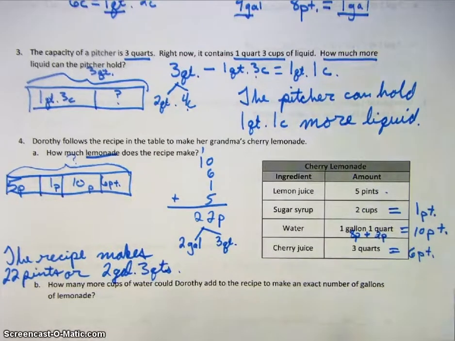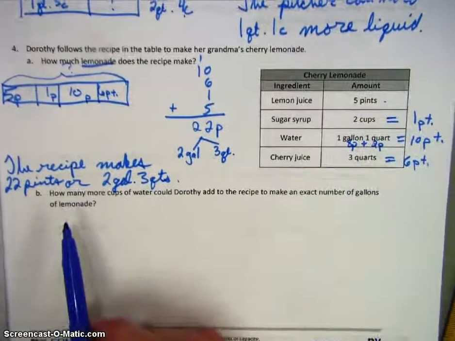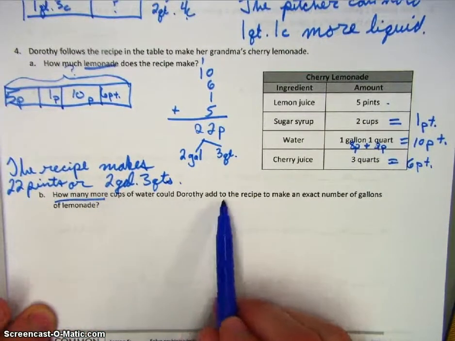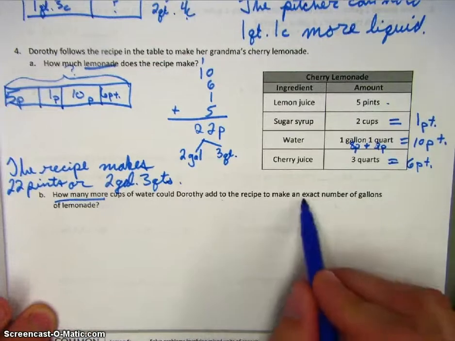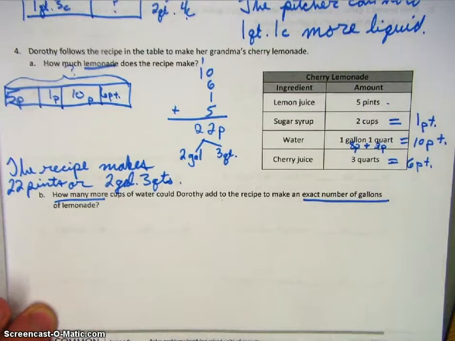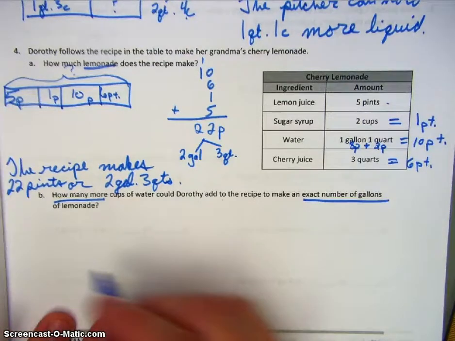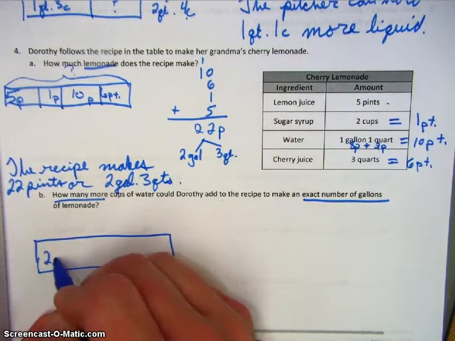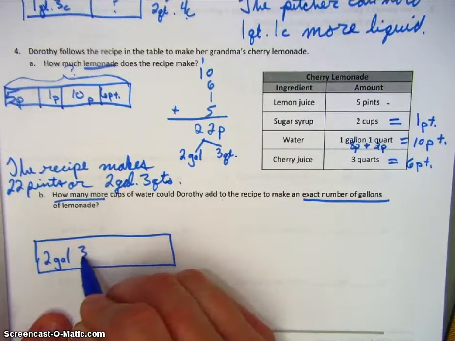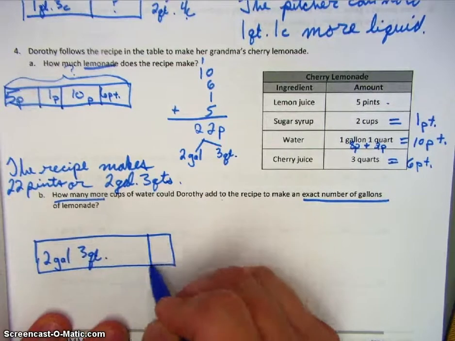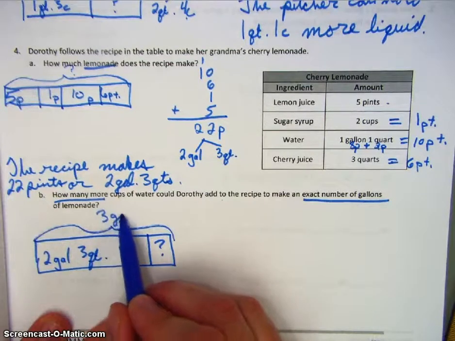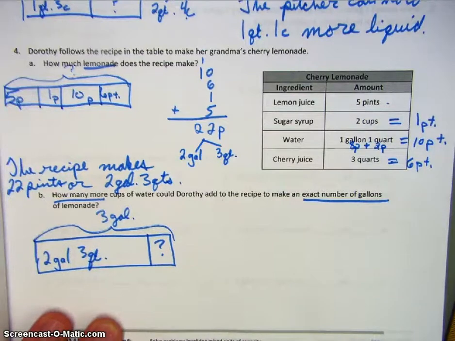Okay. Now, next question, we see for letter B here, it says, how many more cups of water could Dorothy add to the recipe to make an exact number of gallons of lemonade? Okay. So, well, right now we have 2 gallons and 3 quarts. So we want to know what do we need to add to that to get us to an even 3 gallons.